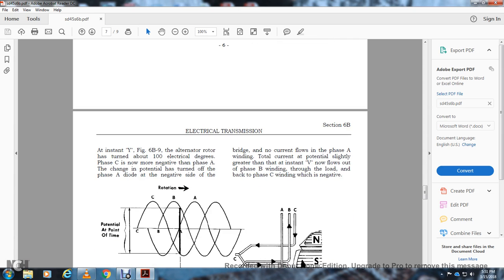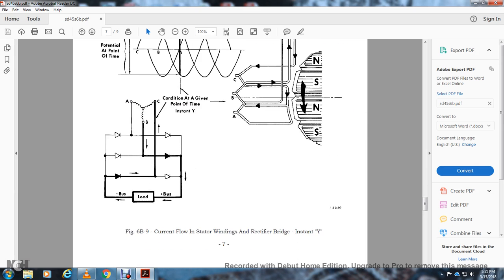Alright, instant Y, figure 6B9, with the alternator rotor at about 100 electrical degrees, phase C is the more negative phase, and phase A has changed potential and turned off. Now on the negative side of the bridge, no current flows for phase A. Winding current potential is slightly greater than the instant V and flows through phase B winding, through the load, and back to the C winding, which is negative. So you have this condition at any given time: C going, B is going directly through the bus load and back to C.